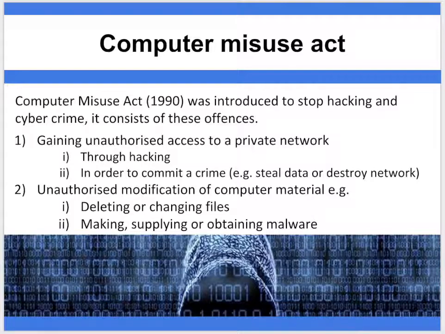So the Computer Misuse Act was introduced in 1990 to prevent unauthorised access to computer systems. So it's this idea of the word unauthorised that is your opening thing that you would always put in a question where you are mentioning the Computer Misuse Act. That could be through hacking, and it could also be with the intention then to commit a crime, e.g. to steal some data, destroy a network, manipulate something in some way.